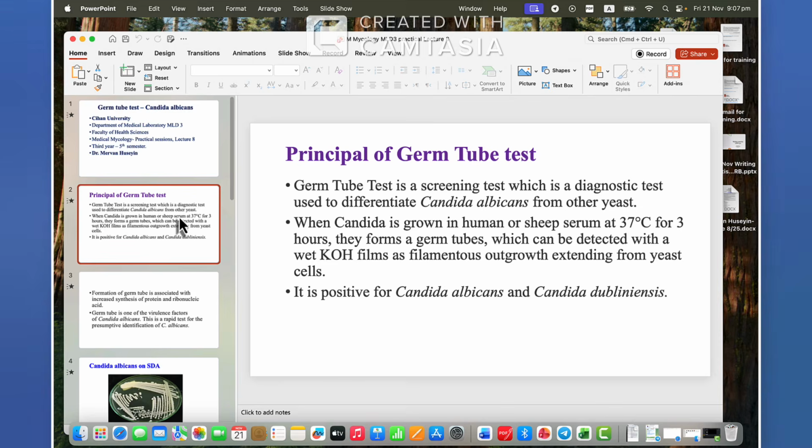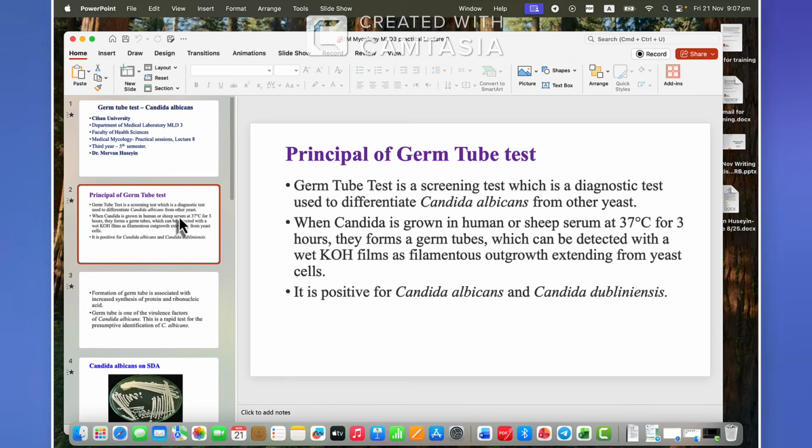But we did. So we recultured the Candida, and we inoculated the Candida in the serum because it needs at least 2 hours, 2 to 3 hours, so 1 to 2 hours. So we did that, and now it is in the incubator. This is the principle of the germ tube.